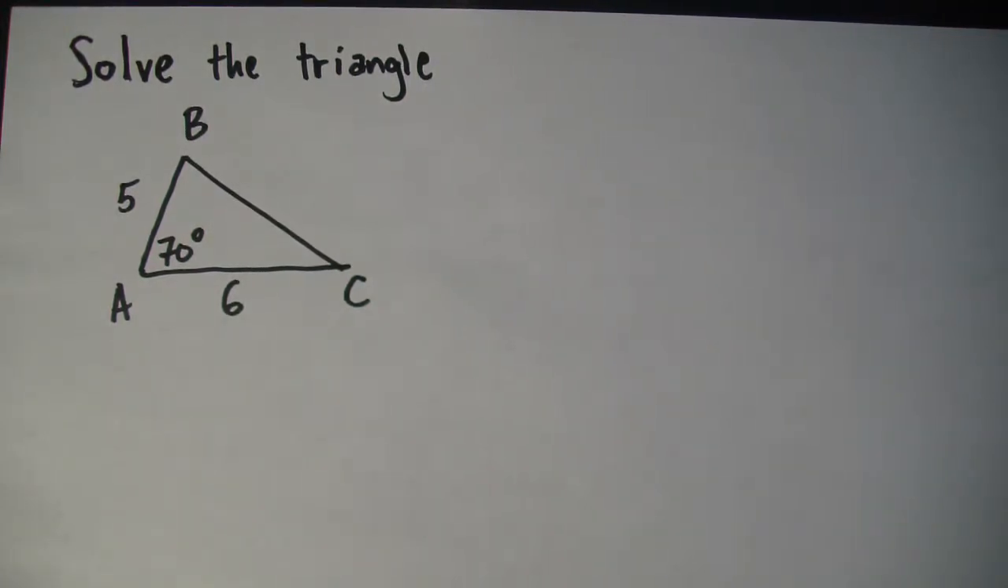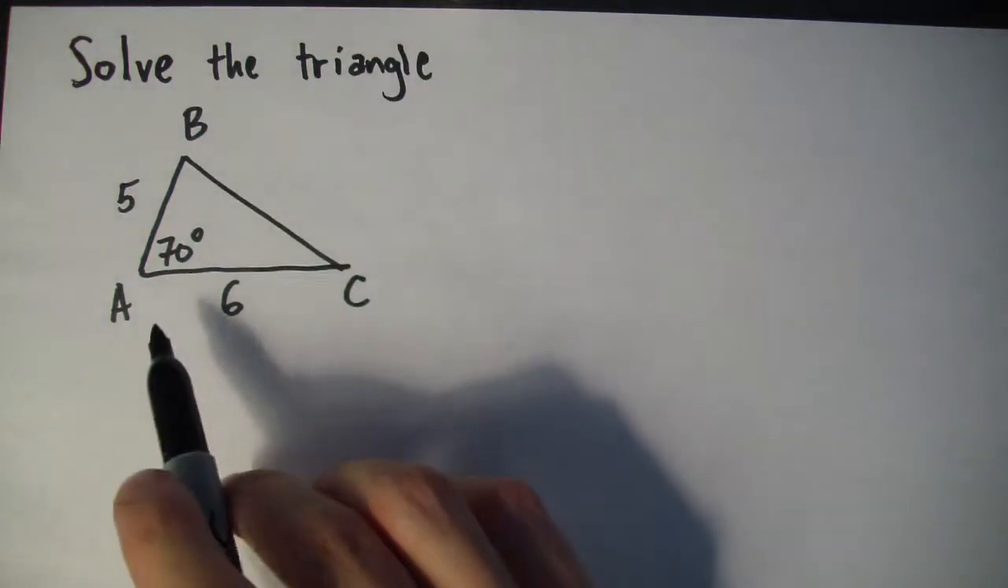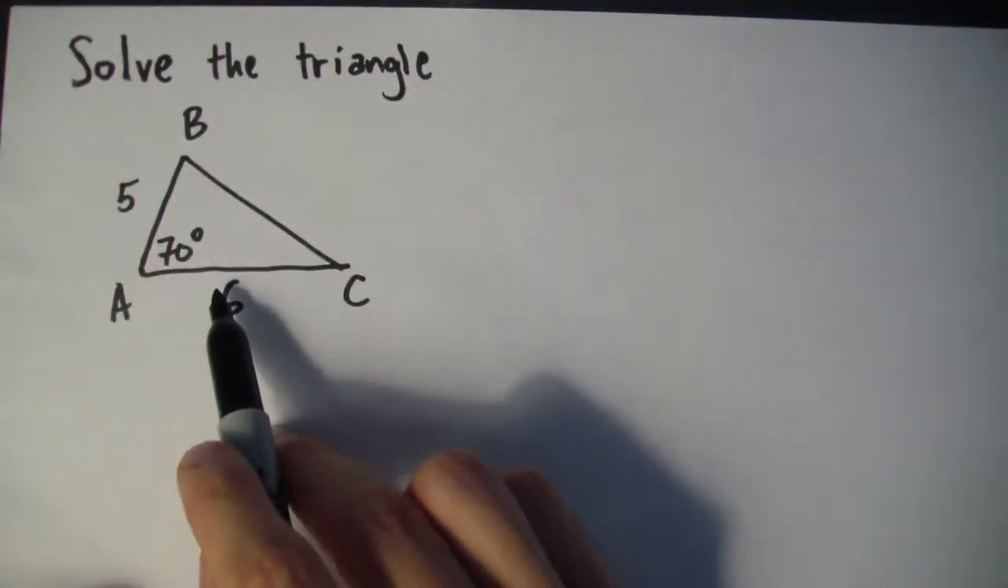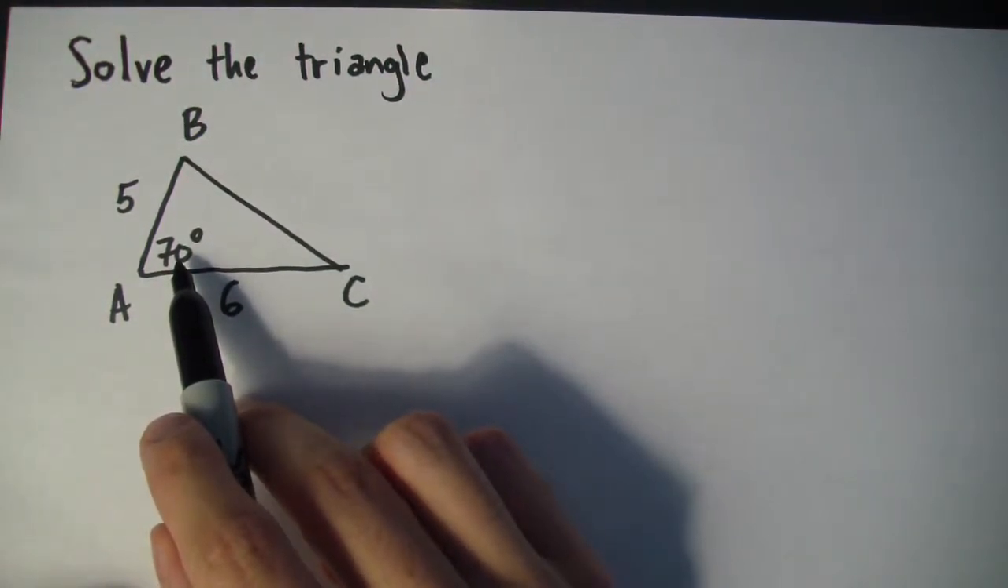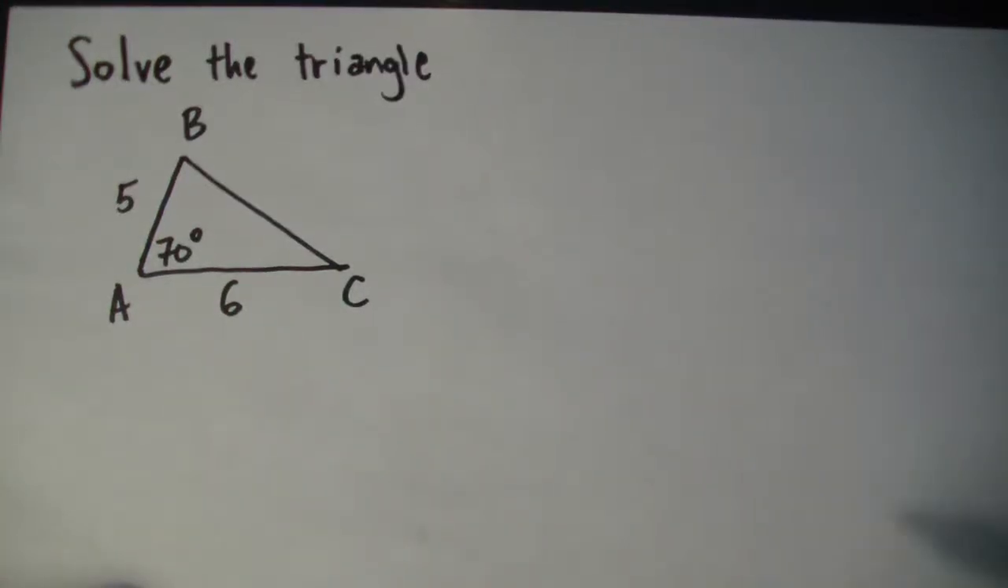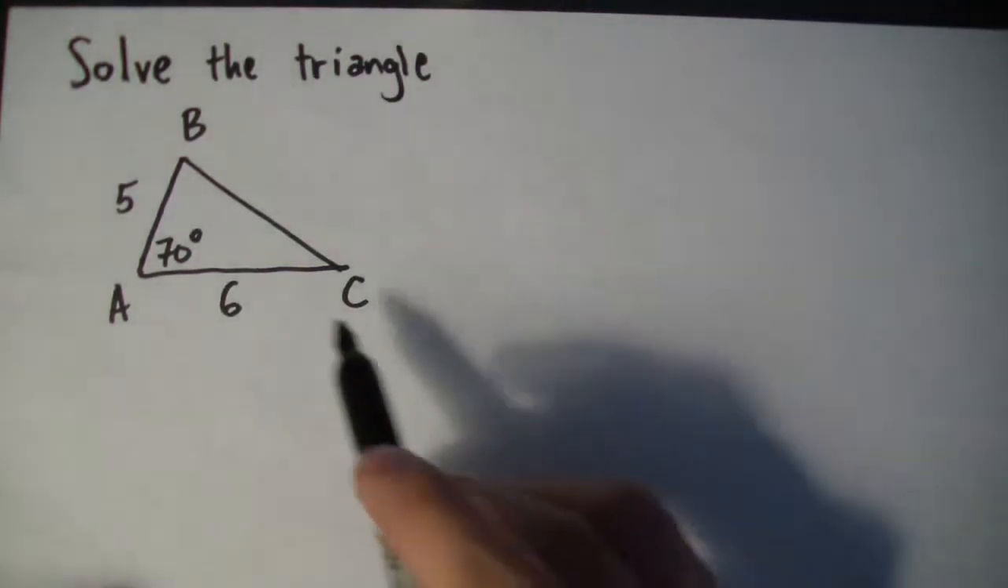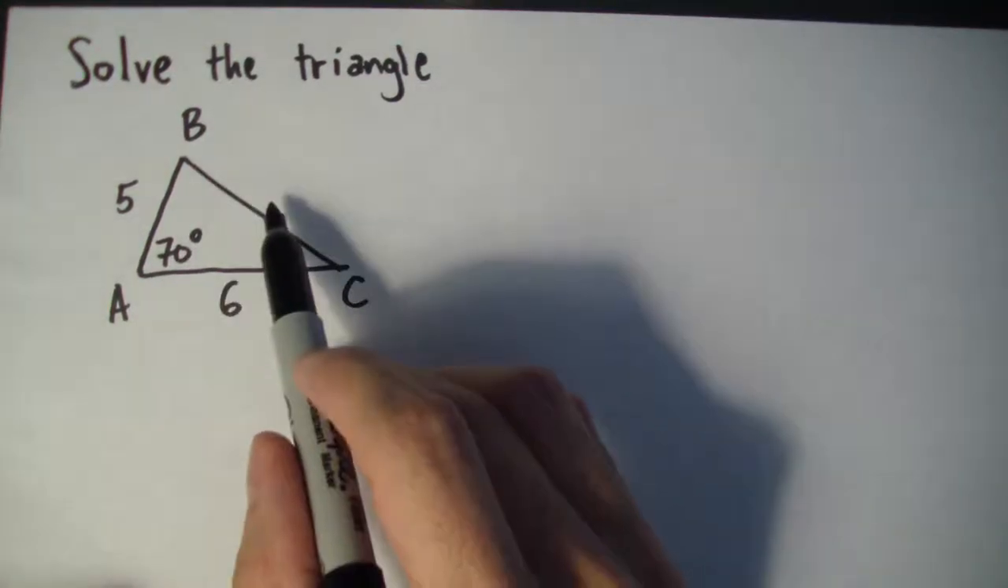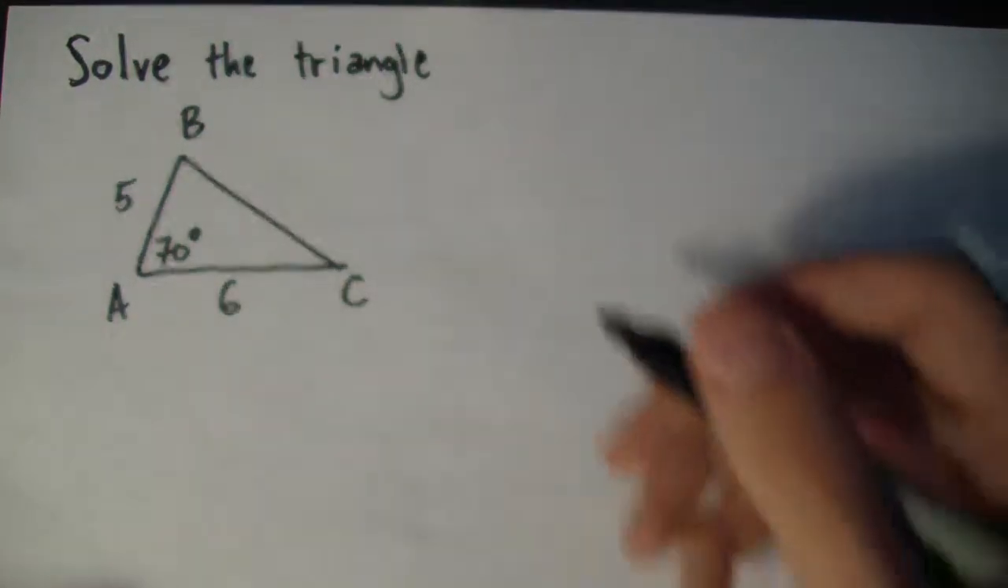You're going to solve a triangle using a combination of the law of cosines and the law of sines. So here we're given some information. We're given two sides and the included angle. So this is a side angle side case, which we have to approach using the law of cosines. We can't use the law of sines because we don't have an angle and its opposite side. So we must use the law of cosines.